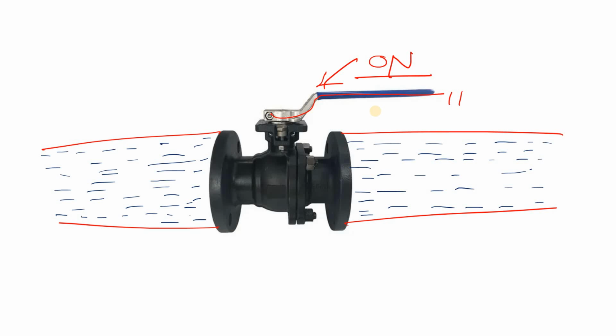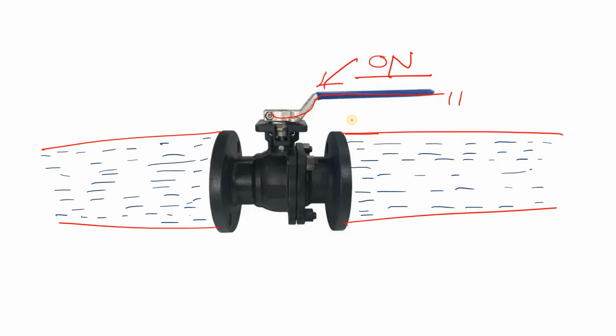Same in the case of the gate valve or globe valve, we have already discussed how to know whether the valve is open or closed. That video you can also check out in the industrial valve playlist. So right now this valve is open, because this handle is parallel to your pipeline.